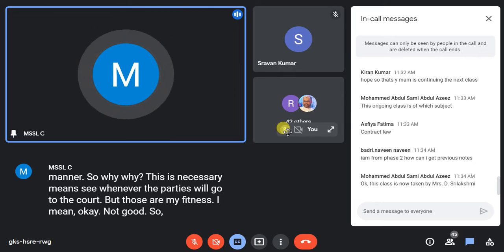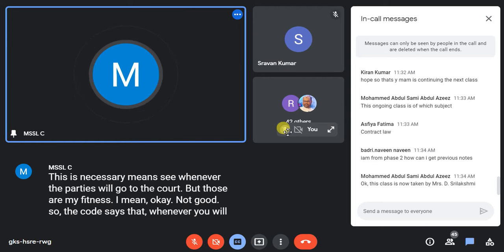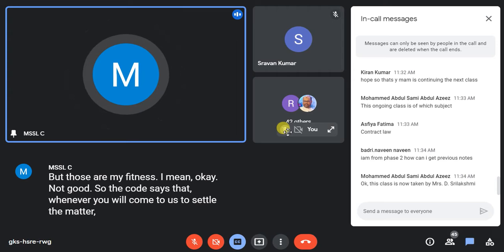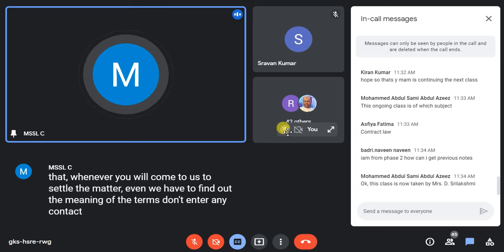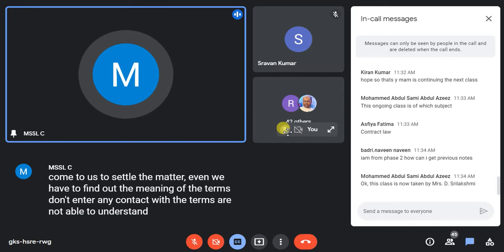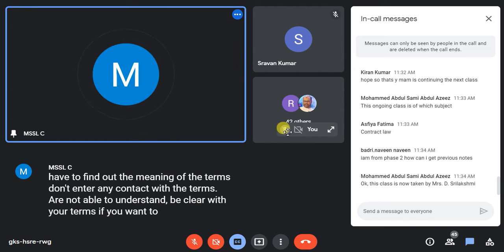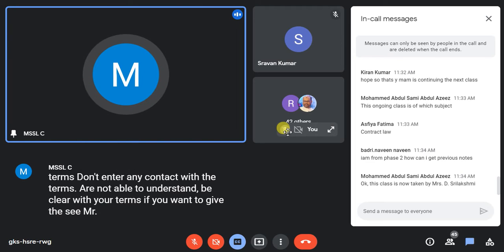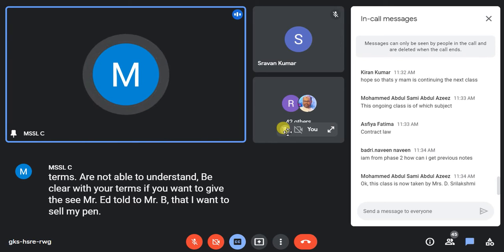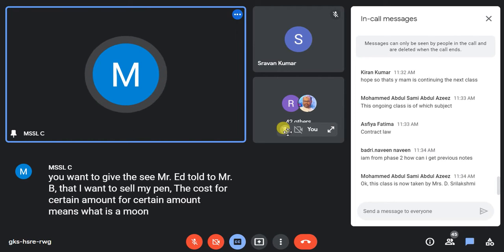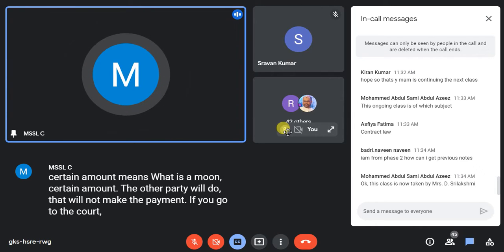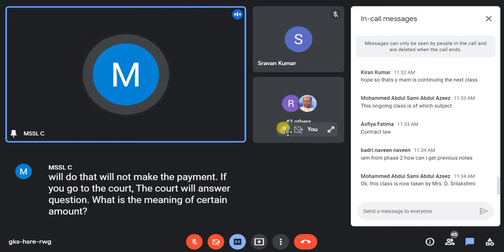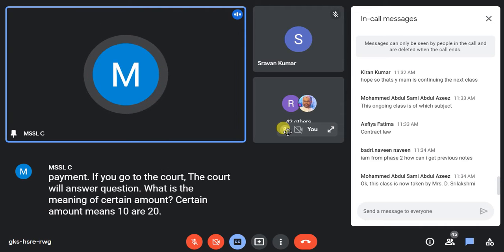So the court says that whenever you come to us to settle the matter, even we have to find out the meaning of the terms. Don't enter into a contract where the terms are not understandable. Be clear with your terms. See, Mr. A told Mr. B that I want to sell my pen for a certain amount. Certain amount means, what is the amount? The other party will not make the payment. If you go to the court, they will ask the question, what is the meaning of certain amount? Certain amount means 10 rupees payment or 20 rupees payment. So be clear with the terms.